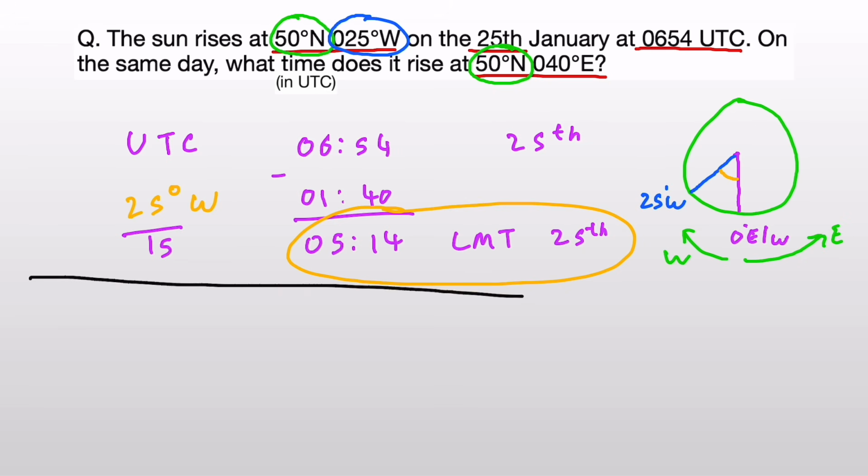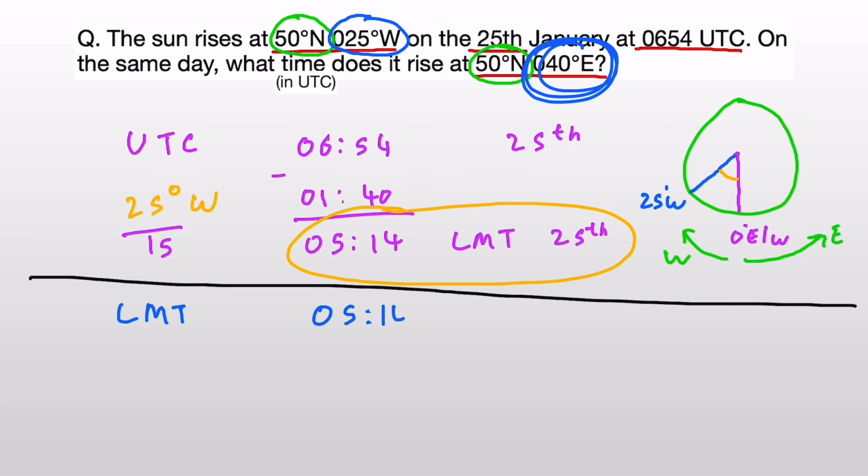Now, how do I go ahead with this? Till now, what I know in the question is that the sunrise was at 5:14 LMT on 25 degrees west longitude. I know that both of these points are on the same latitude. That means the LMT at which I experience sunrise on 40 degrees east will be the same. So LMT will be 5 hours 14 minutes on 25th because we're talking about the same day.